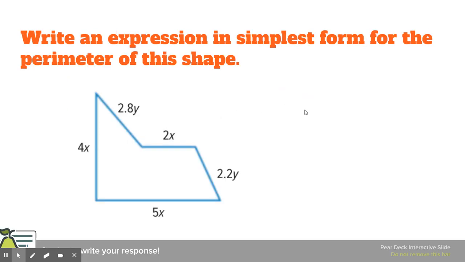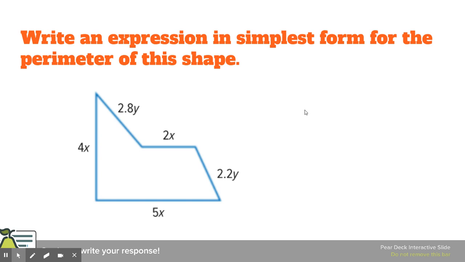Okay, here's a little different looking one. We're going to write the expression in simplest form for the perimeter of this shape. We're going to define the perimeter. I'm going to remind you, to find the perimeter, you add up all the lengths of the sides. There are 5 sides here. We have 5 lengths.